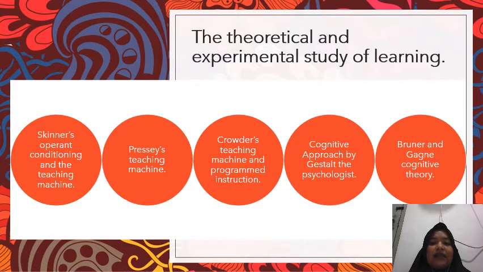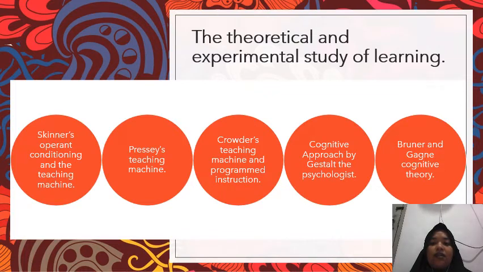The second is Pressey's teaching machine. The possibility of constructing a teaching machine had been recognized before Skinner, in the 20s, by Pressey, an American psychologist at Ohio State University. Based on Pressey's argument, they developed a machine that actually tested achievement by presenting the learners with multiple-choice questions. The possibility of using this device as a teaching machine was clear to Pressey. But the educational world of the 20s and 30s was not as responsive to Pressey's suggestion as it was 20 years later to Skinner. The third is Crowder's teaching machine and programmed instruction.